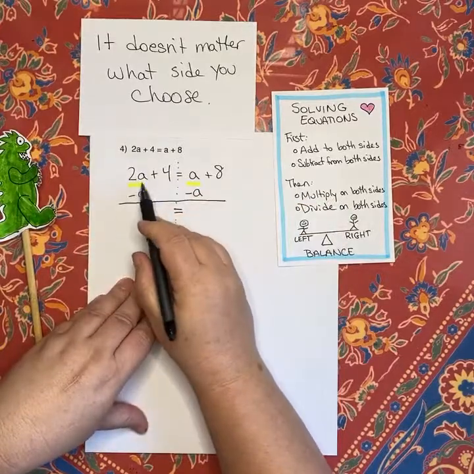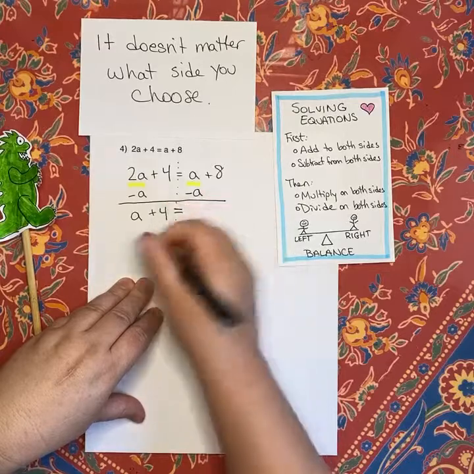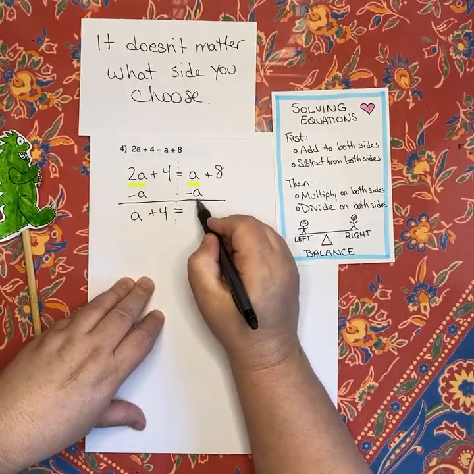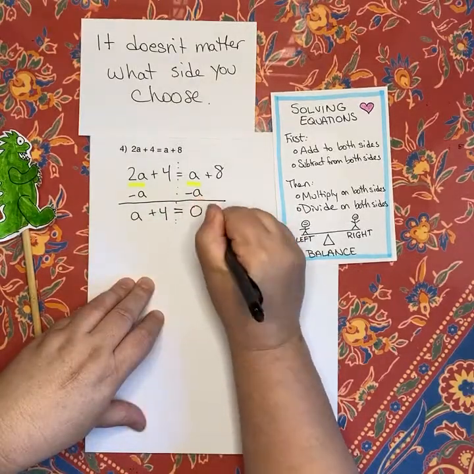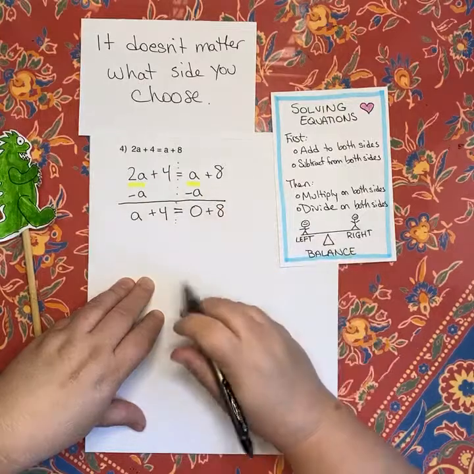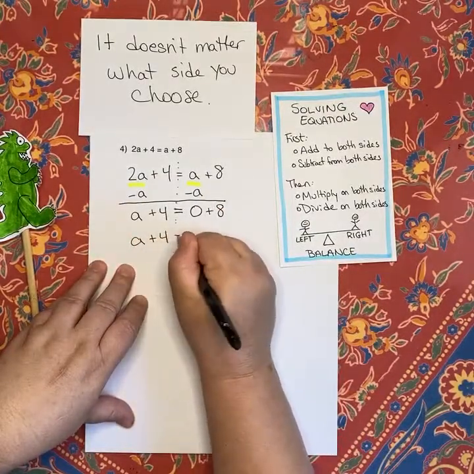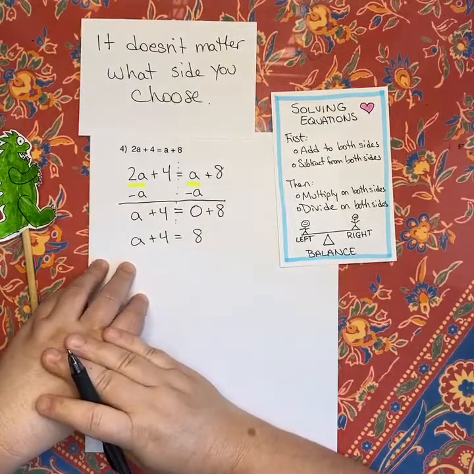Okay, so I've got 2A minus A, that's A. The 4 is just hanging out because it's not a like term, so it just kind of hangs there. A minus A, and again, if you cancel something completely, you leave a 0. Do you have to write it in? Absolutely not. You could also write it as A plus 4 equals 8. So far, so good? Awesome.